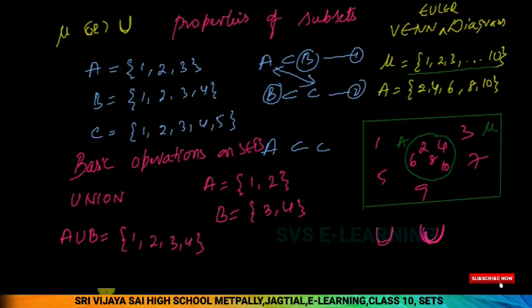Let me write down this thing in set builder form. So A union B is the set of elements x such that x belongs to A or x belongs to B. So union contains all the elements from A as well as B. Let us learn about one more operation on sets, which is intersection of sets.